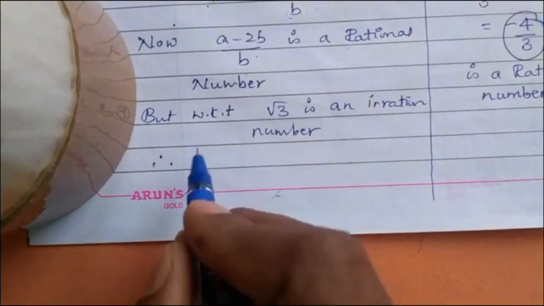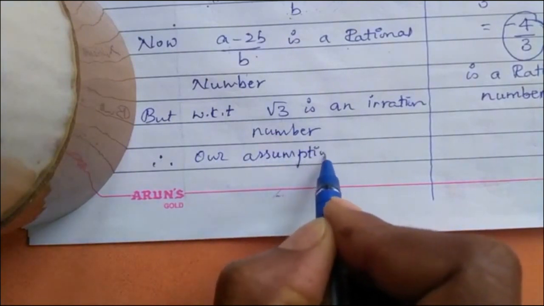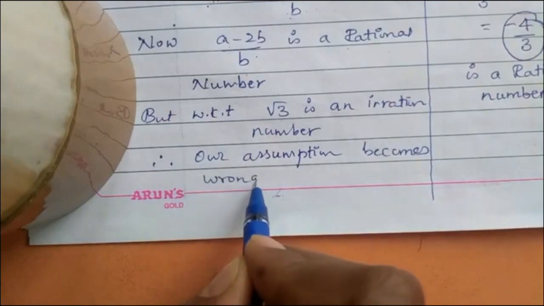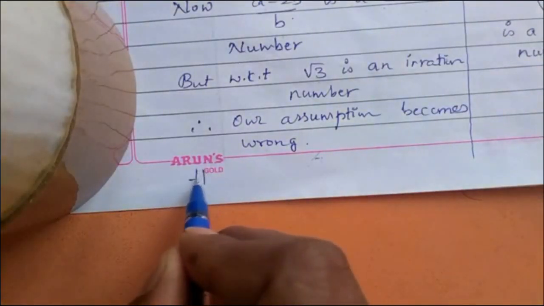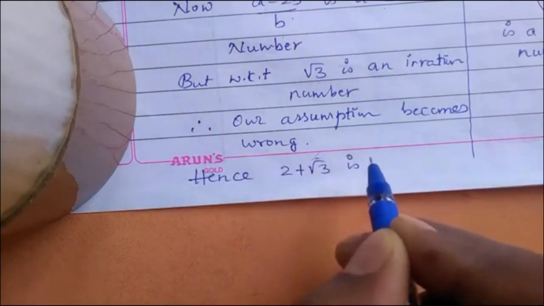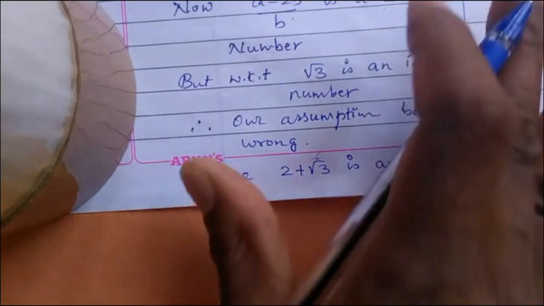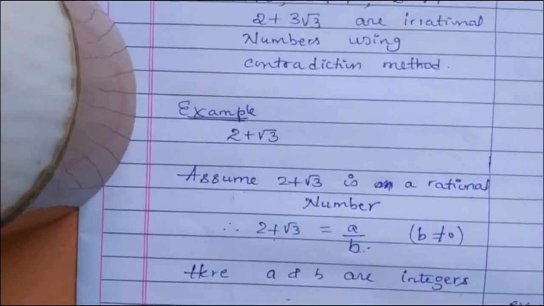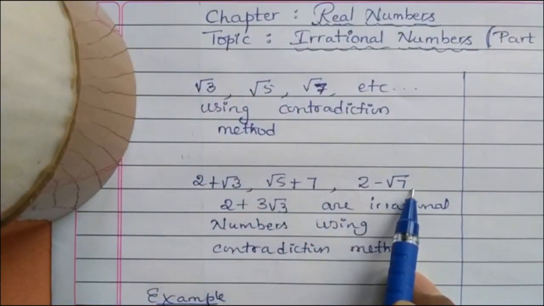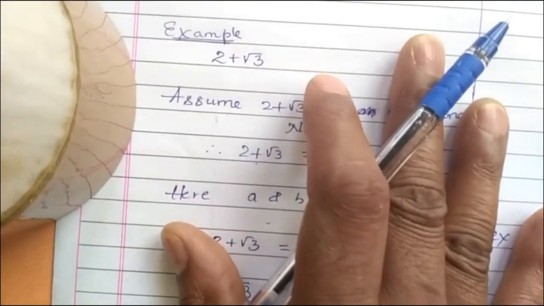Therefore, our assumption becomes wrong. Hence, 2 plus root 3 is an irrational number. So friends, in this way, 2 plus root 3, root 5 plus 7, 2 minus root 7, 2 plus 3 root 3 are irrational numbers; you can prove them using the contradiction method.